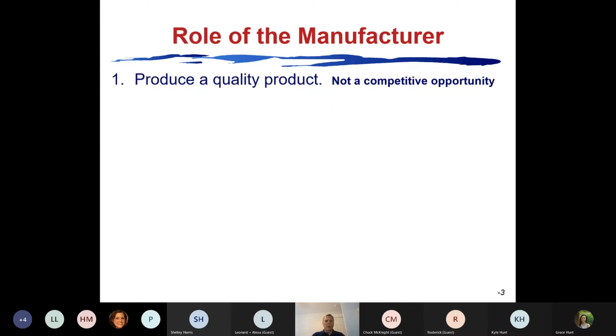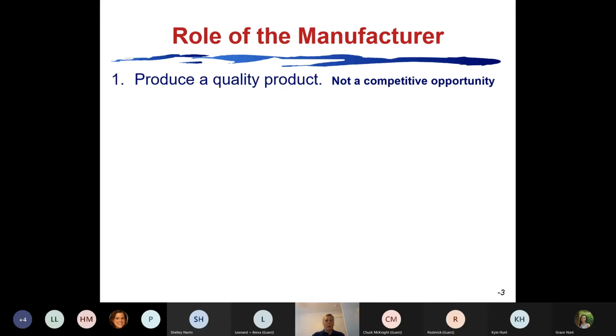So you really are a manufacturer. We call ourselves fabricators, but the truth is you're a manufacturer, and manufacturers do three things. One, you produce a quality product. You must be virtually perfect. That's the way it is today. Any slight error and your customers are going to ask you to repair it or replace it.